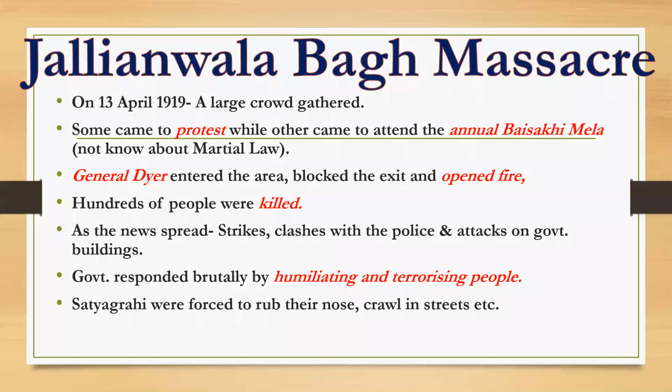The statement was given by General Dyer after the incident of the Jallianwala Bagh massacre, and this was done on 13 April 1919, where hundreds of people were killed. And due to this situation, strikes were there. Even people attacked the police stations, and they started to attack government buildings. That's why the situation became so aggressive.